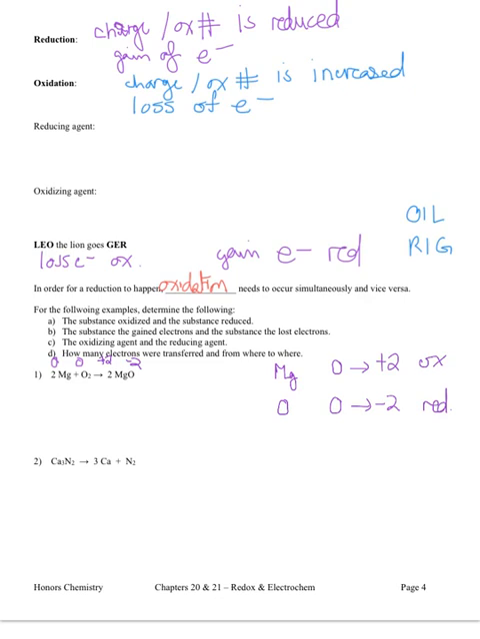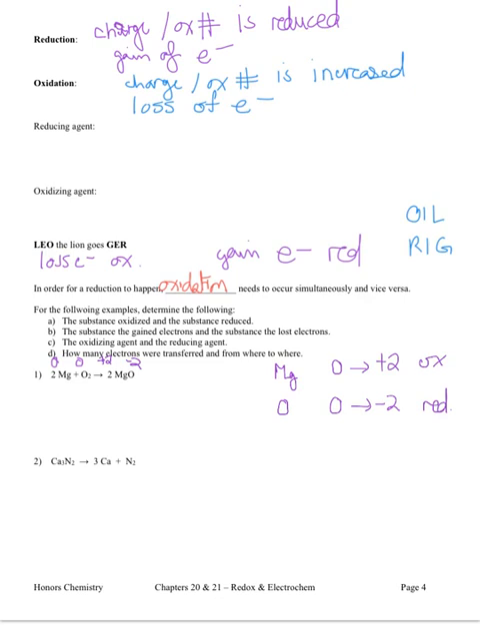So to answer letter A, you would say the substance that got oxidized would be the magnesium. The substance that got reduced would be the oxygen. Okay? Letter B says which substance gained electrons and which substance lost electrons. So you can memorize LEO the lion says GER, or you can remember that oxidation is loss of electrons, reduction is gain of electrons, or you can figure out from the charge.